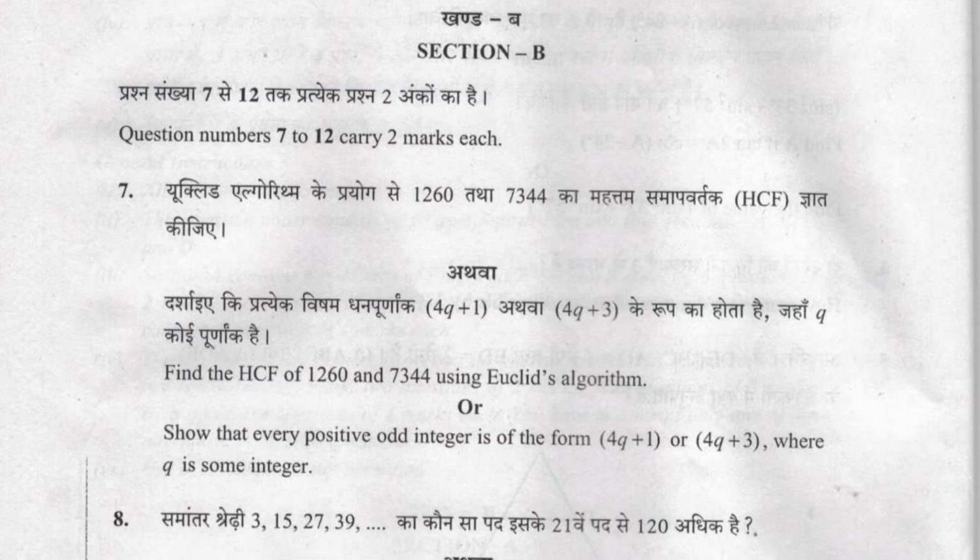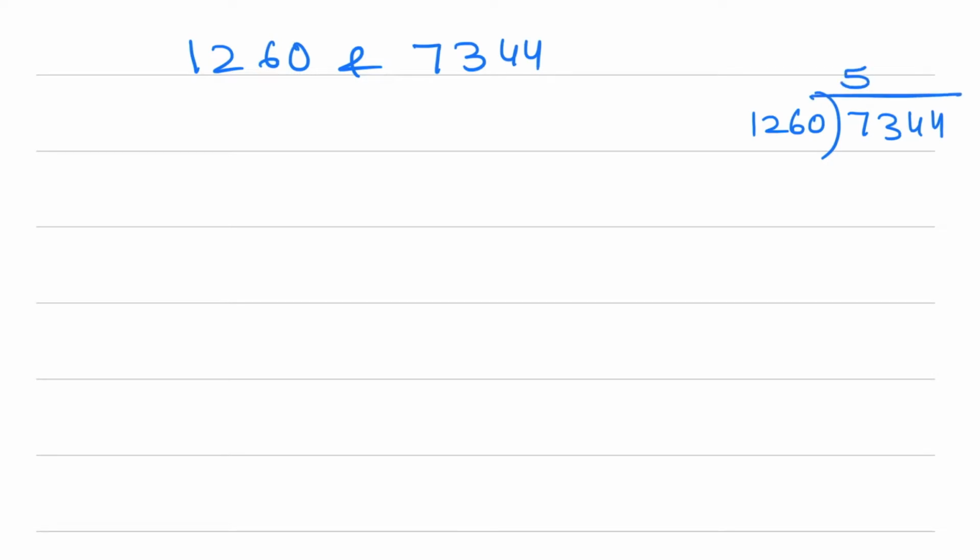Question number 7. In this, we have to find the HCF of 1260 and 7344 using Euclid's algorithm. Here we can divide 7344 by 1260. So I think it will go 5 times, 0, 0 and 3, 6 here. So the remainder will be 1044.